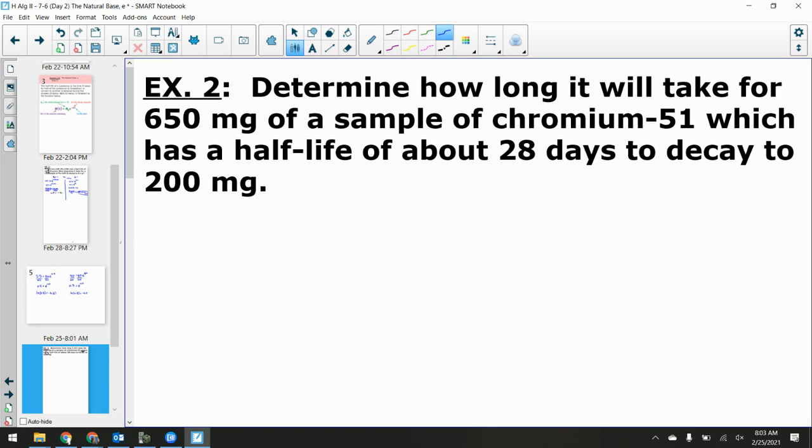That's the amount of days. I just don't know the exact amount. So let's find the exact amount. I know my N naught is going to be 650. My k value, I don't know yet. I can find that, but my t, look, how long is it going to take? That's the unknown. So let's find our decay constant. We just got done saying that this is going to reduce down into 0.5 is equal to e to the negative k times my half-life, 28.